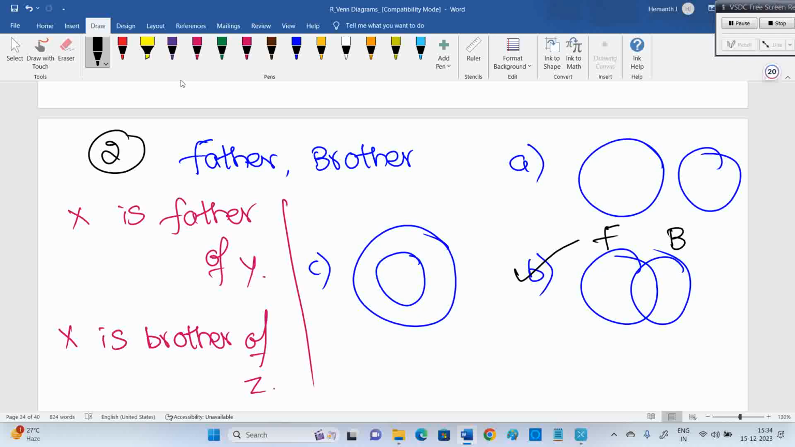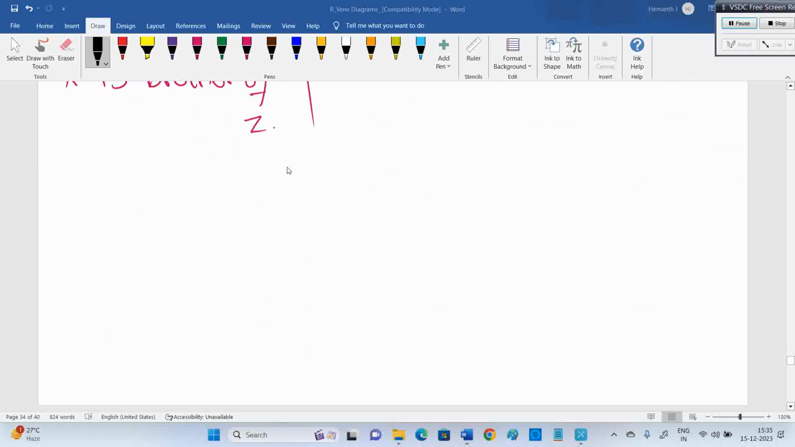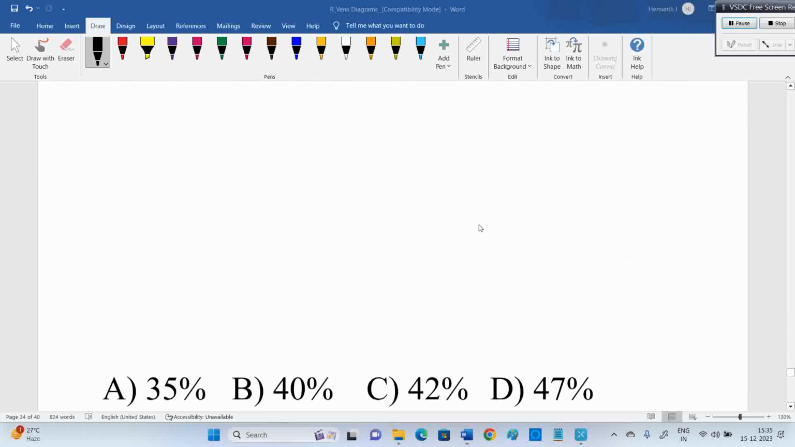X is father of Y. X is brother of Z. The same person can share the father relation with someone. The same person can hold the brother relationship also. So that's why a common part is there. Yes, intersection must be there. Should be a common path. Now fine. So let's see about that question. Then we'll see about this 14th one later.